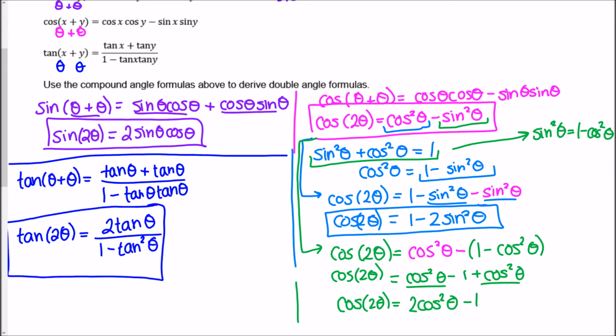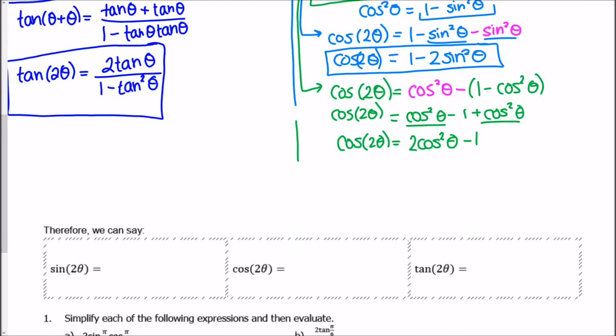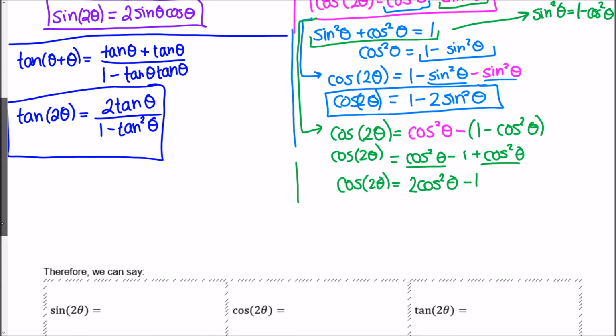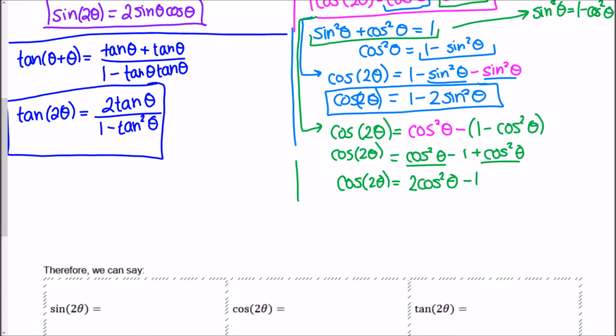Okay, so now that we've derived all of these formulas, let's just summarize this. And then once we summarize it, we're going to use this and apply it to solving some questions here. Okay, so our first double angle formula is sine of 2 theta, and we figured out that it's 2 sine of theta cosine theta. So that's what we'll write down here.